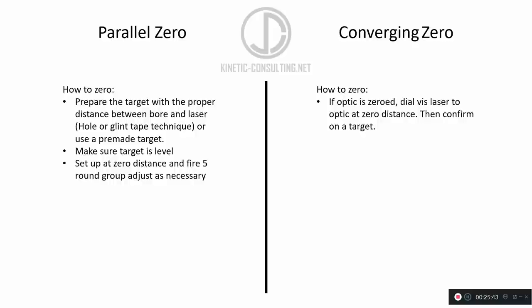Now, converging zero, right? Zeroing for a converging zero is fairly easy compared to the parallel. That's one of its pros. This is best done in a two-man team, but you can do it by yourself as well. You just have to come off the gun more often. The shooter that needs to zero his laser would get down behind his gun in the prone, in a nice stable position, look down his optic, make sure his optic is on target, and then turn on his laser. Then he describes to the other partner, the non-shooter, hey, can you dial my laser in this direction? And you walk that person in with that laser until it's on your optic.